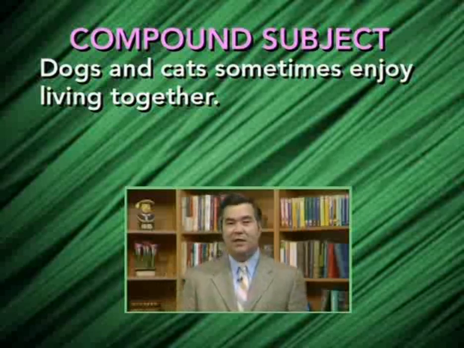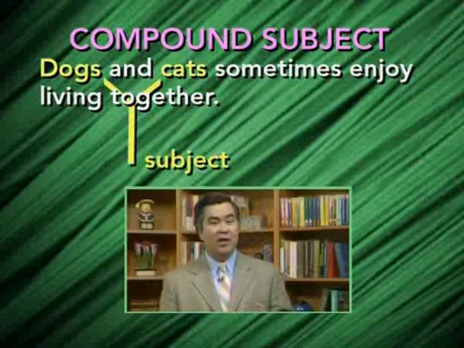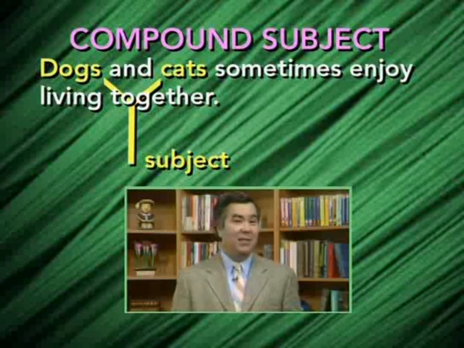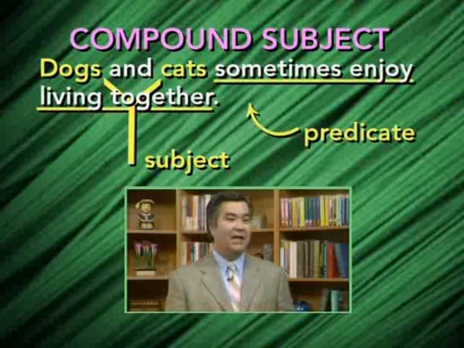What's the subject of this sentence? Well, the subject of this sentence is the first three words, dogs and cats. That's what the sentence is about. All the rest is the predicate. It tells what dogs and cats do.